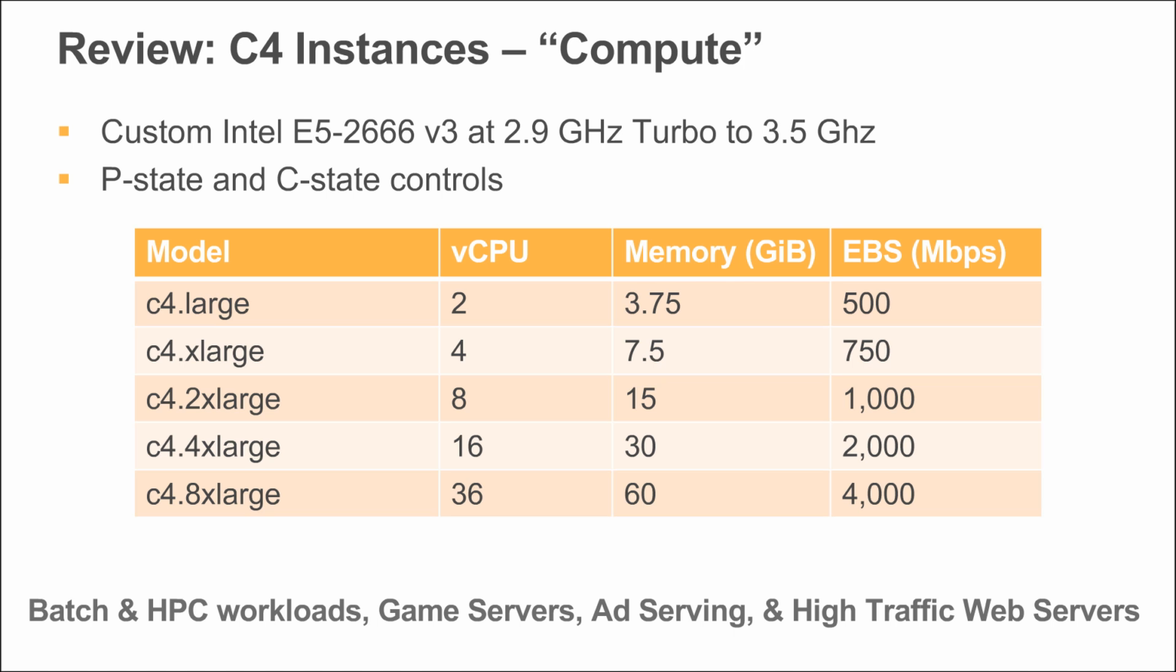C4 is our newest generation of compute instance, and it provides a Haswell-based Intel processor running at one of the highest clock speeds available on AWS. The base clock rate is 2.9 gigahertz. However, by utilizing Intel Turbo Boost, you can turbo up to 3.5 gigahertz when you're running on 1 or 2 cores. The C4 is a great instance if you have CPU-bound applications like HPC workloads, game servers, and high-traffic websites that don't require much RAM.